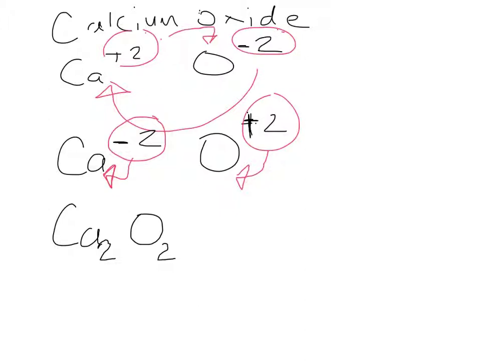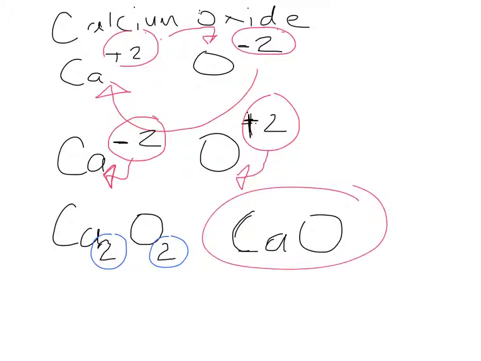Alright, so this is a good example of reducing. If these numbers are the same, so right here, these numbers are the same, okay, you can cancel them out. You could reduce those. So that would end up being actually CaO. So CaO here is actually the correct answer. Alright, so let's go on to another example.